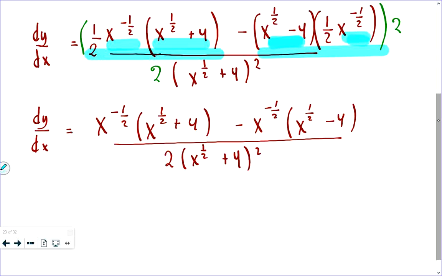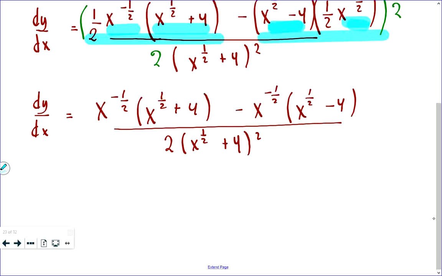I just chose to write the x to the negative half in front, so I can really visually show you that there is a common factor of x to the negative half. Could you, because the top is pretty simple, multiply out the top and then factor? Yes, but we're in a territory here where you don't want to neglect factoring unless it's just numbers, which you can take out later. So we should factor out that x to the negative half.